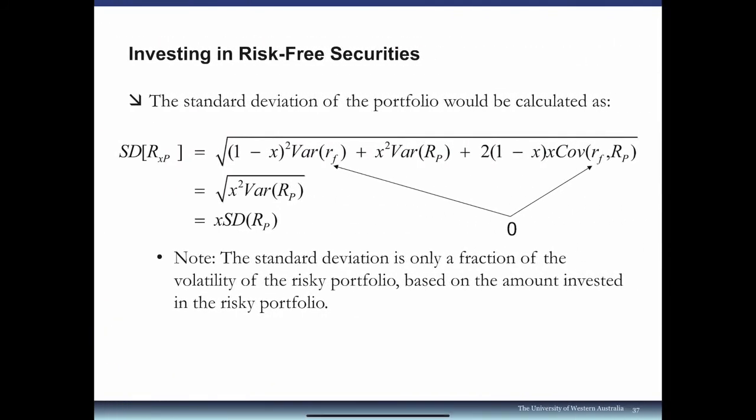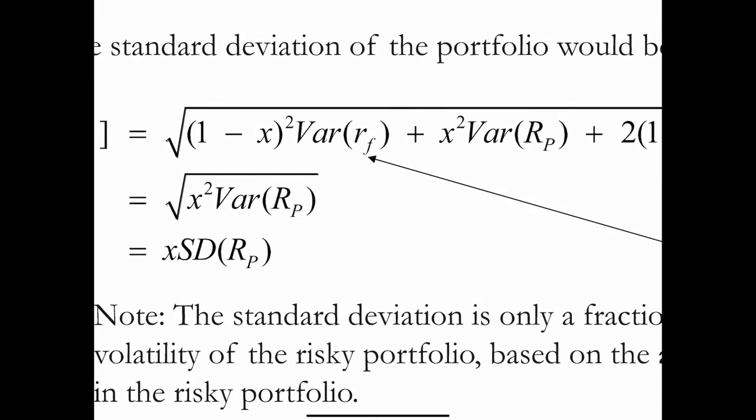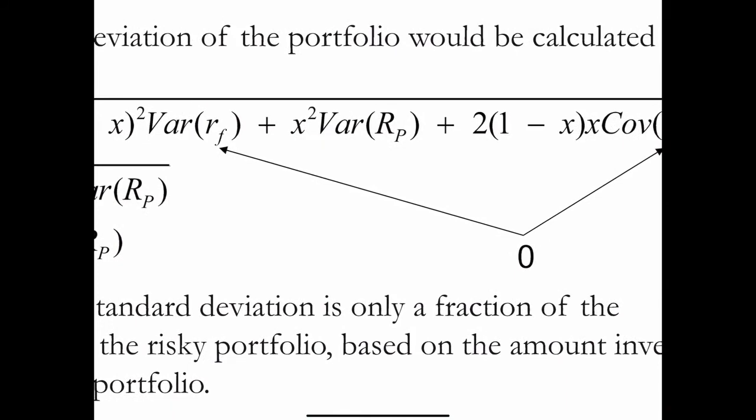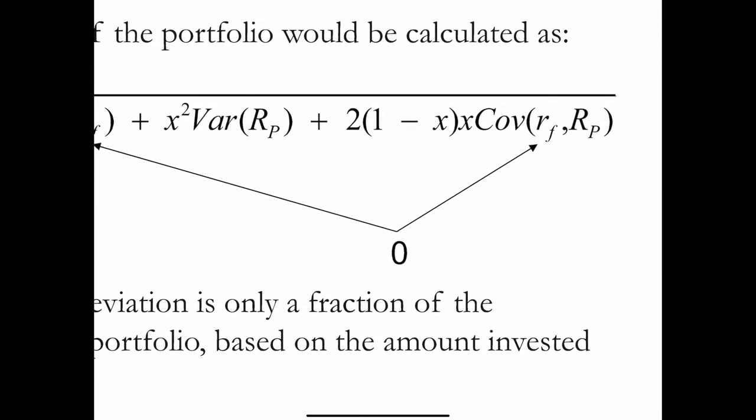We're going to come back to cover that point, but now just very quickly, to show you how we calculate the standard deviation of the portfolio. Now that we're allocating part of that in risk-free asset, this is very, very important. We're using a very important property of risk-free asset. Remember the calculation equals the weight in risk-free asset squared times variance of risk-free asset, plus weight squared times variance of RP, plus 2 times weight times 1 minus weight times covariance of risk-free asset and RP.